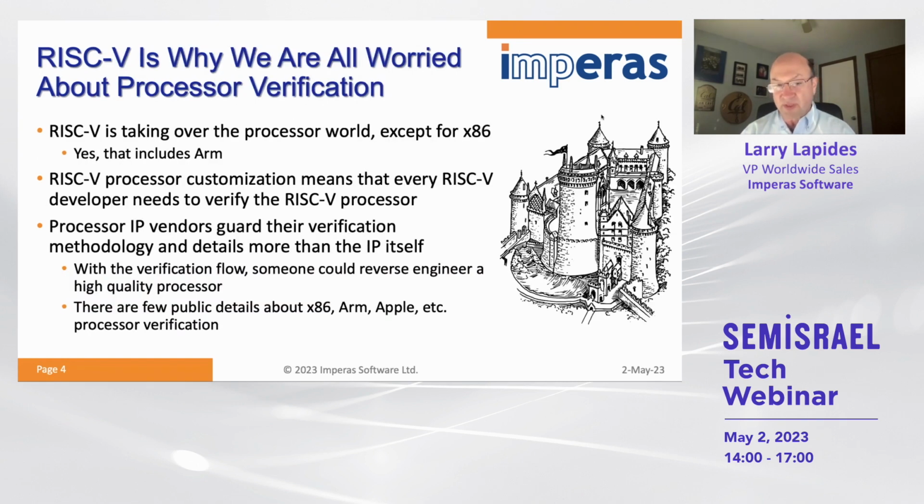So RISC-V is why we're worried about processor verification right now. RISC-V is taking over the processor world, except for x86. And yes, I think that includes ARM.